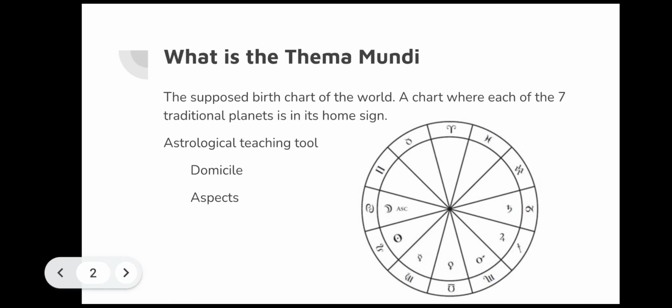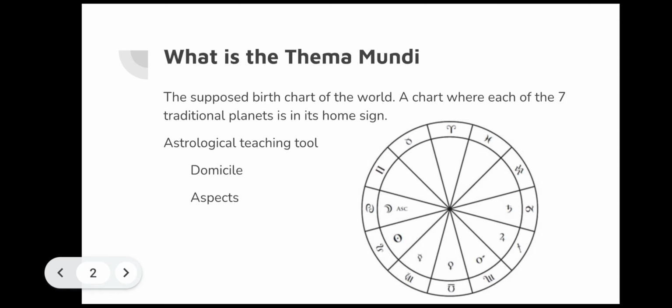So the moon has its home in Cancer, and the sun has its home in Leo. And then Mercury has its home in Virgo. Venus has its home in Libra. Mars has its home in Scorpio. Jupiter in Sagittarius. And then Saturn in Capricorn.